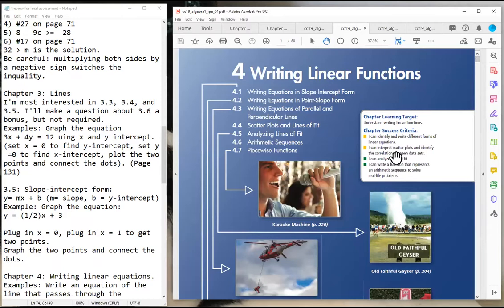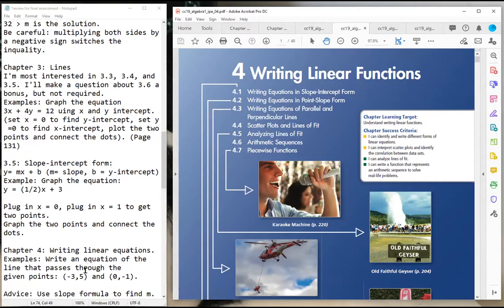Chapter 4. If chapter 3 was taking an equation and graphing it, chapter 4 is like taking 2 points and finding the equation that goes with it. So it's like doing chapter 3 in reverse. What we call writing linear equations. And of course, we're skipping 4.4 to 4.7. We didn't cover that, so of course, you won't be tested on it. It's 4.1, 4.2, and 4.3.